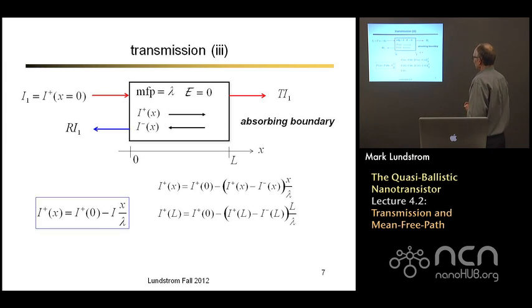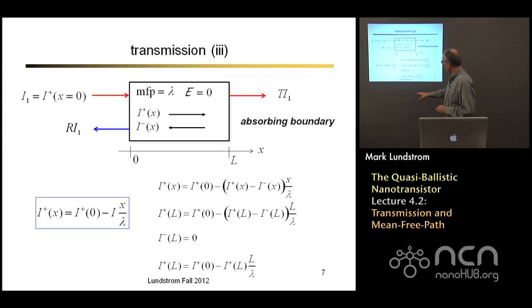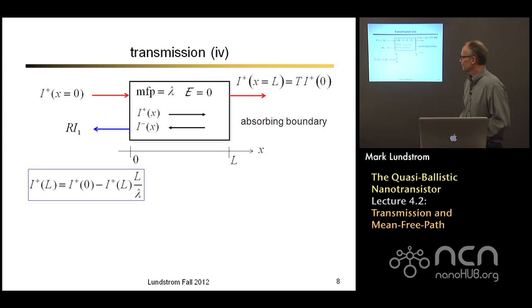Okay. Now, the problem was stated that I have a contact here that's perfectly absorbing. And we'll see that that's generally a very good approximation for the problems that we're going to be looking at. That means there is no negative flux coming in at x equals L. So I can set that term to 0. And when I do that, I have an equation that just relates the positive flux that emerges to the positive flux that entered. And that's an equation that I can solve for the ratio of the two.